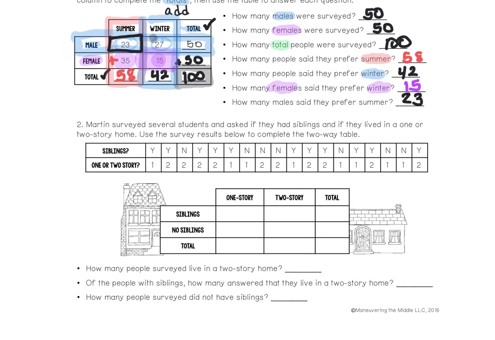Number 2, Martin surveyed several students and asked if they had siblings and if they lived in a 1- or 2-story home. Use the survey results below to complete the two-way table. So now here, we're going to create the table ourselves, okay? They're not giving it to us. Okay, so first one.